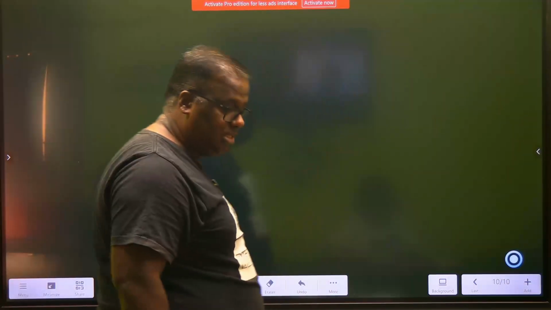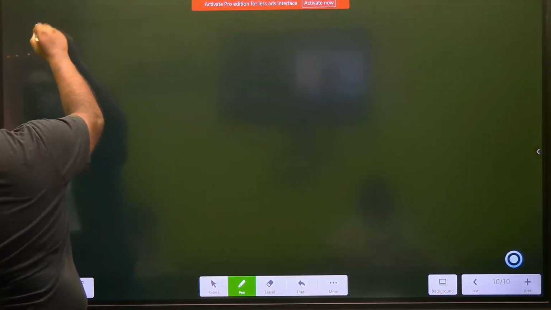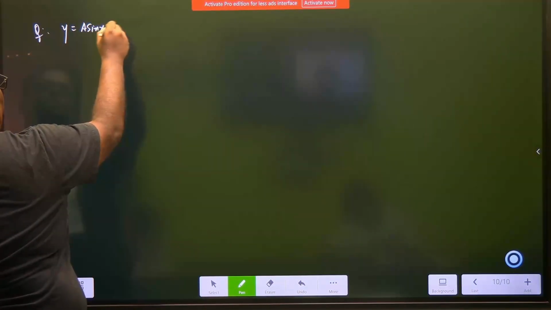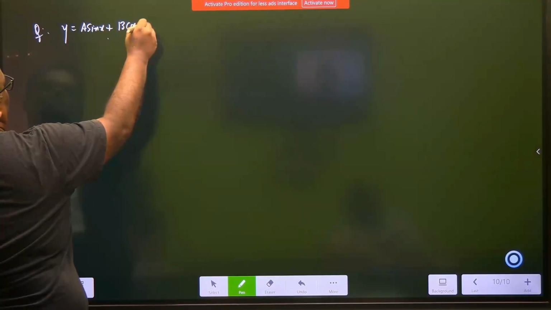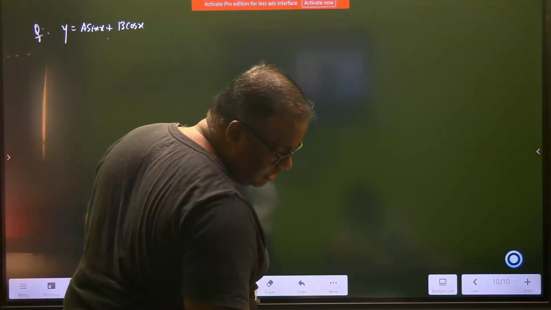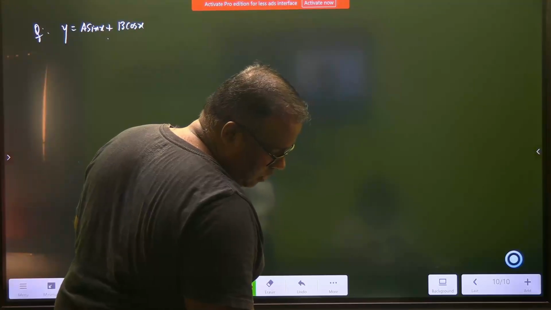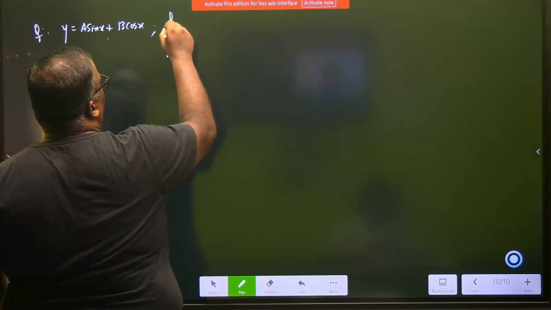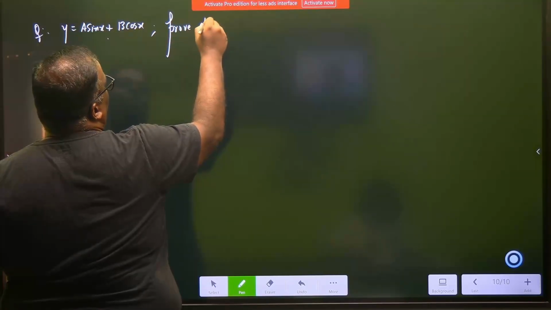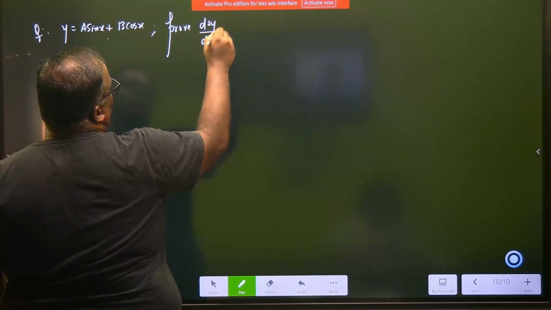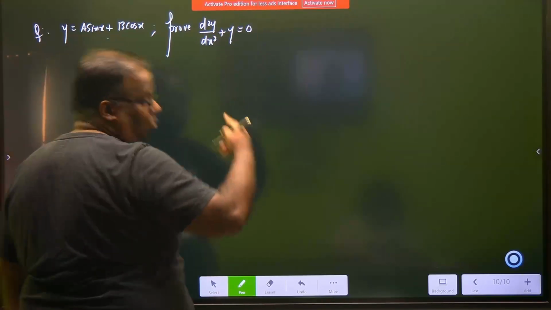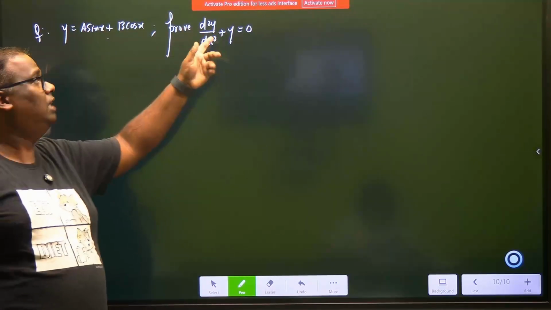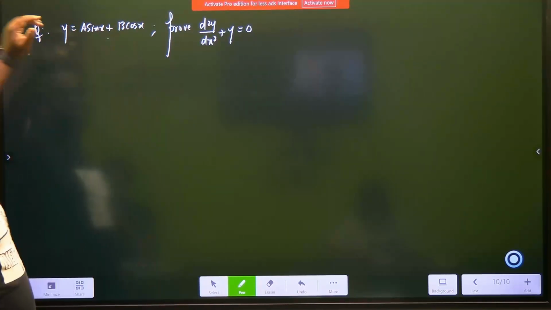y equal to a sin x plus, I think, b cos x. This problem comes even in differential equations. Okay. y equal to a sin x plus b cos x. You need to prove that d2y by dx2 plus y is equal to 0. You have to prove this, right? In order to prove this, we have to first get this value, and this value is already known to us.